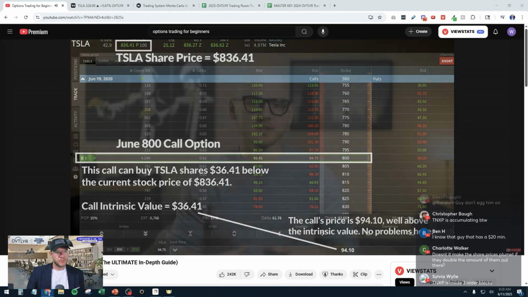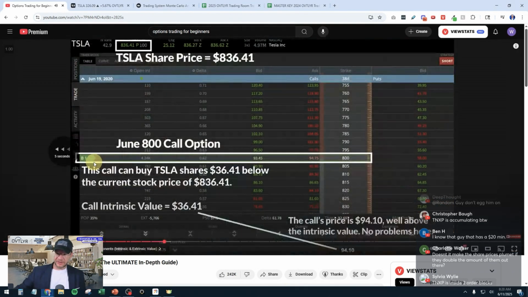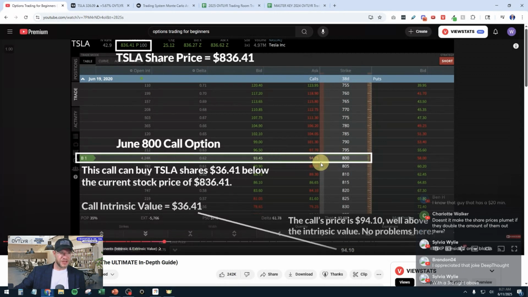So the portion of the Tesla call option's price that is above. Let's go back slightly. So if the share price is 836 and we're looking at the 800 strike and it's currently trading at $94, two-thirds of this is extrinsic value. And this is in the money. That is bonkers. This is an unbelievably expensive option.